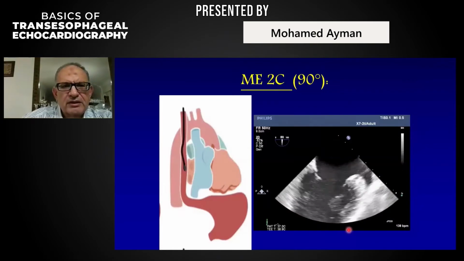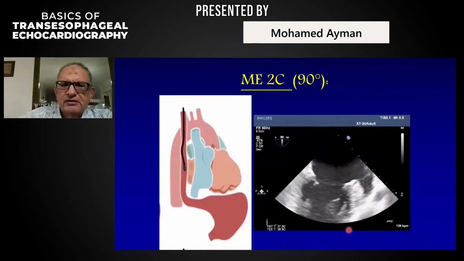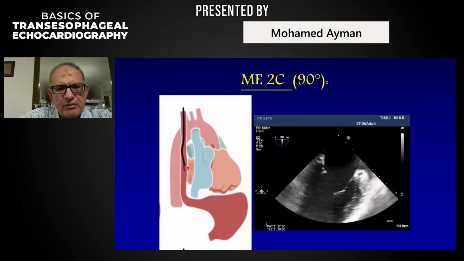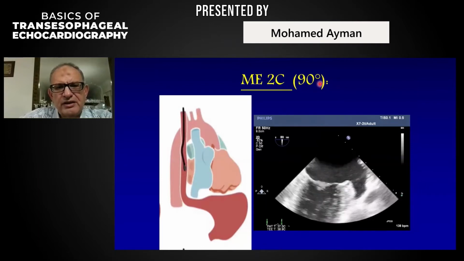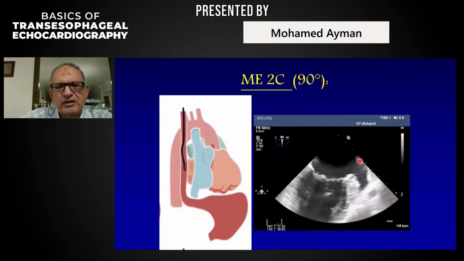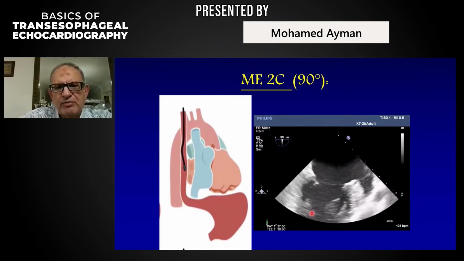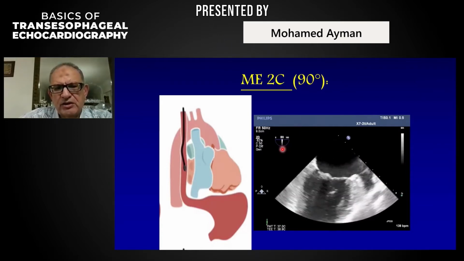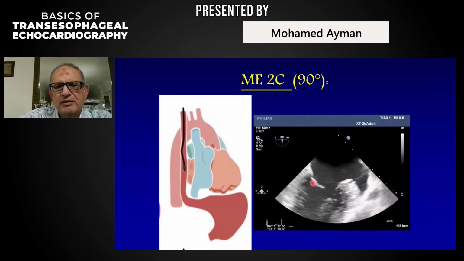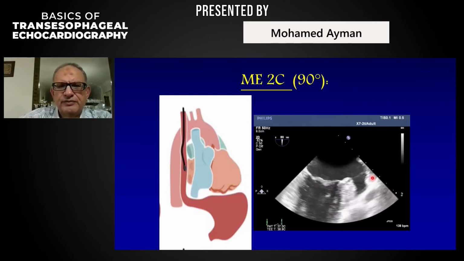Okay, this is the mid-esophageal view at 90, like the one I showed you before. This is what we call the mid-esophageal two-chamber view at 90 degrees. And as you can see here, this is the anterior mitral leaflet, the posterior one, and this is the left atrial appendage.